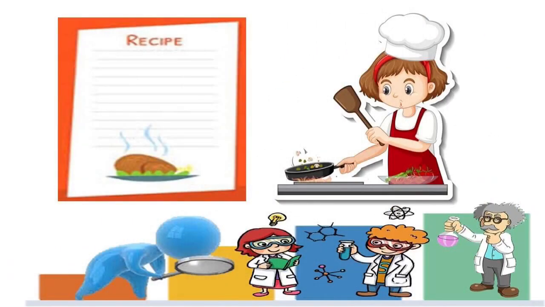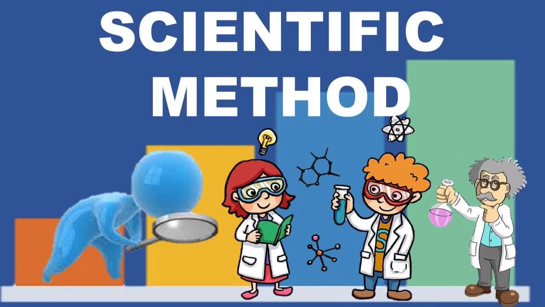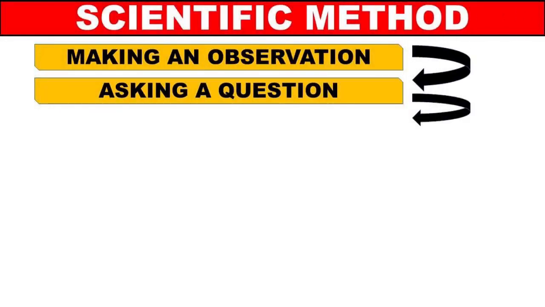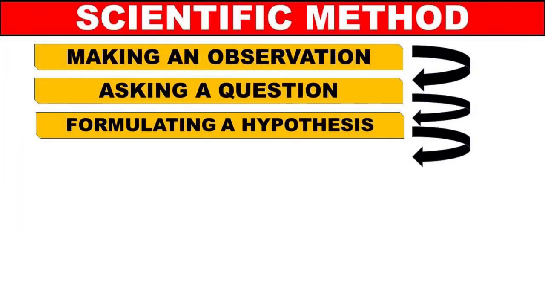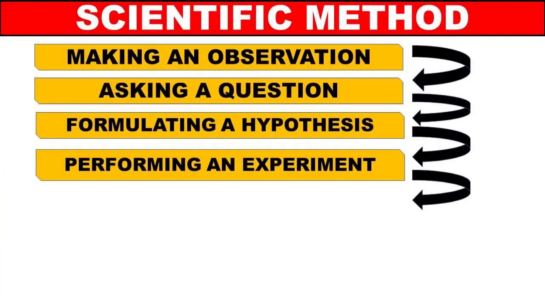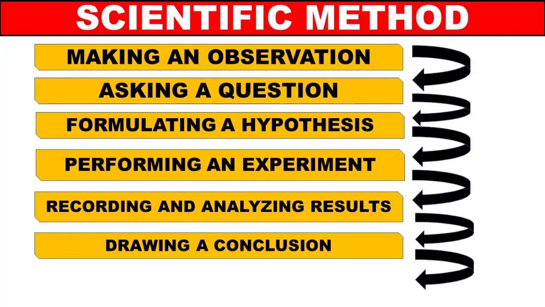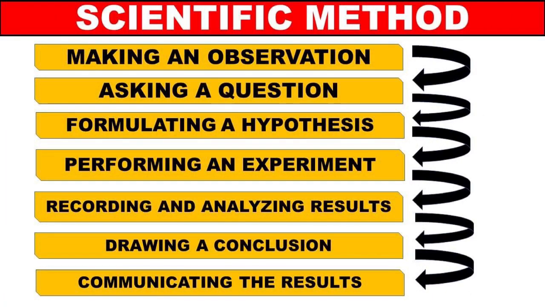It's like a recipe that you follow to come up with a delicious food. We can use the scientific method to understand the world even better. A scientific method consists of 7 components or steps. These are making an observation, asking a question, formulating a hypothesis, performing an experiment, recording and analyzing results, drawing a conclusion, and communicating the results. Let us now discuss the different components of the scientific method.